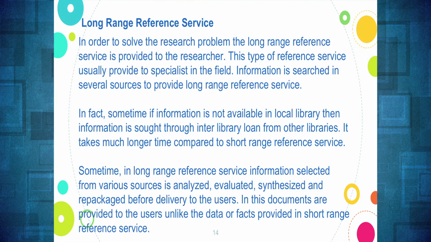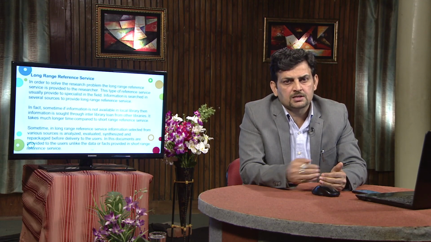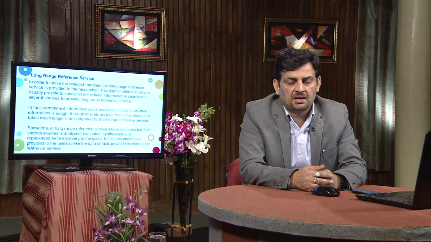Sometimes in long range reference service, information selected from various sources is analyzed, evaluated, synthesized, and repackaged before delivery to the user. In this, documents are provided to the users, unlike the data or facts provided in short range reference service. In short range reference service, we generally provide the data, the numbers, what, why, how we solve that query, because the queries are generally related to what, where, when, and how.